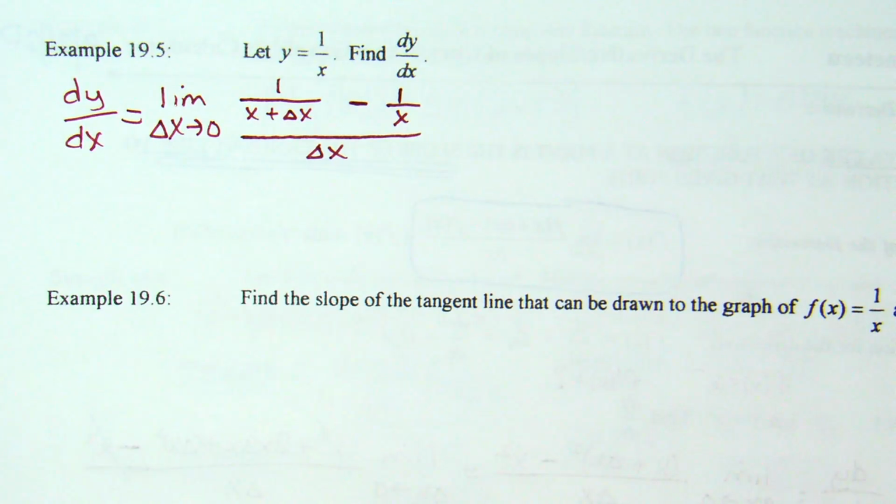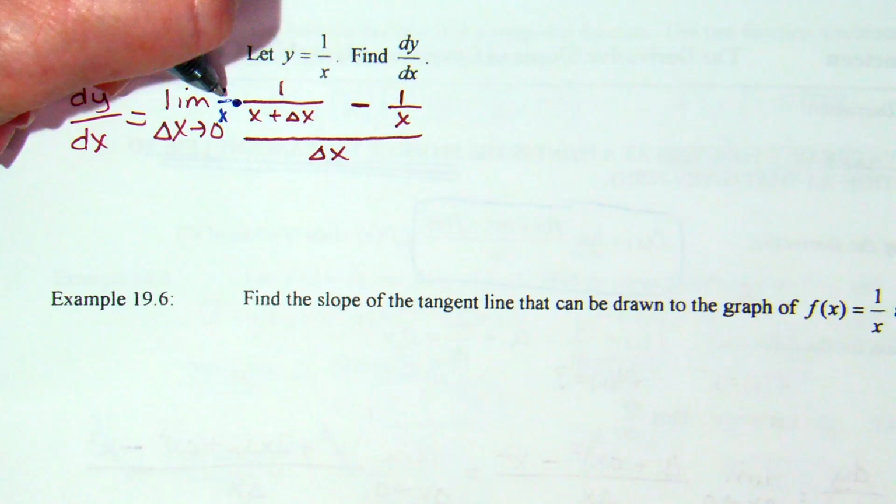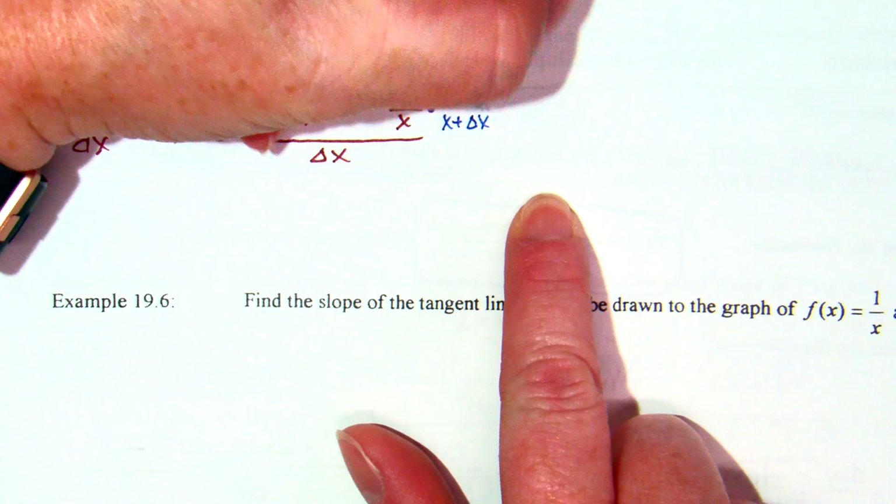Okay, so on top, I have a fraction minus a fraction, so I need a common denominator. What is the common denominator between x plus delta x and x? X times x plus delta x. Which means this first fraction, what's it going to have to multiply by? X. Which means the top is going to multiply by x. What's this second fraction going to have to multiply by? X plus delta x. And what you do to the denominator, you do to the numerator.